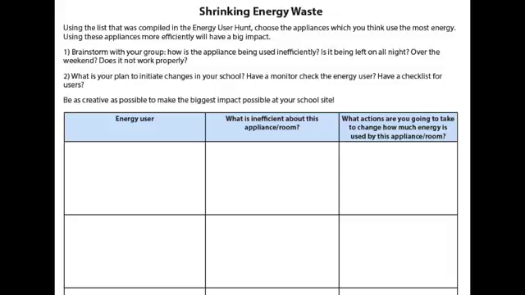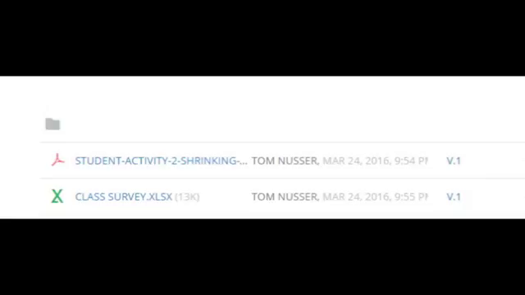The two things to download are at the bottom of the page. You'll download the class survey and do that as a class, and then individual groups will download the student activity shrinking energy sheet to look at their individual issues.